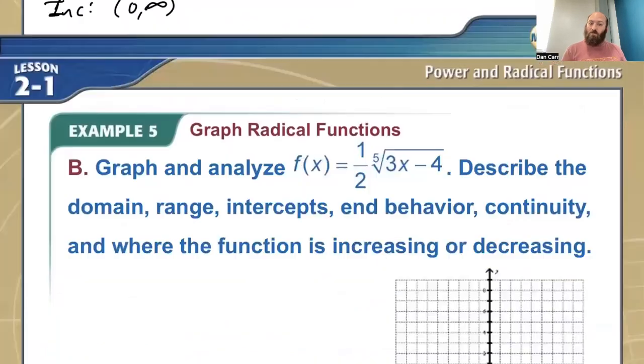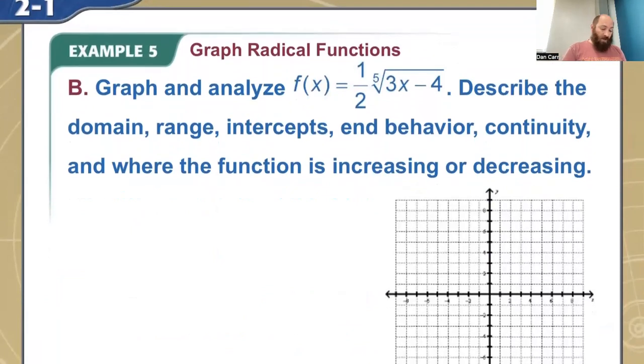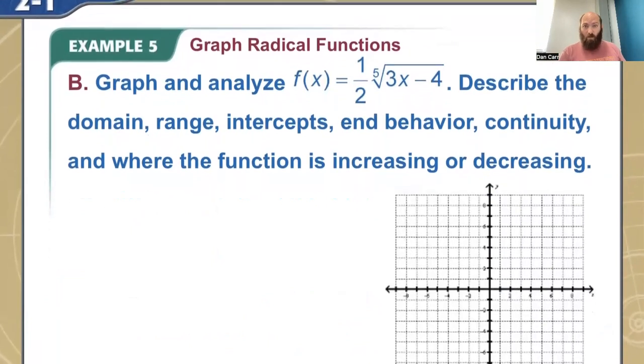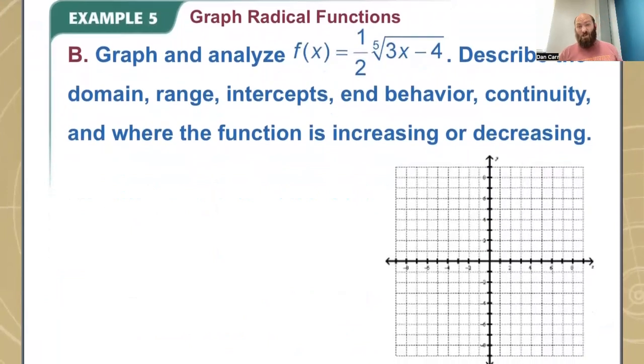Let's take a look at another one with an odd root. So we want to graph and analyze the f of x equals 1/2 the fifth root of 3x minus 4. So this one does have shifting, so we've got to be a little bit careful with where we plot some of our points. I think the biggest thing that's going to help us is technology.